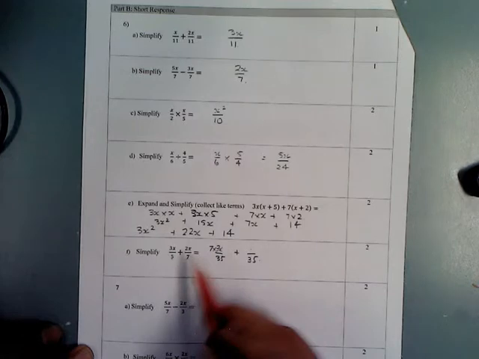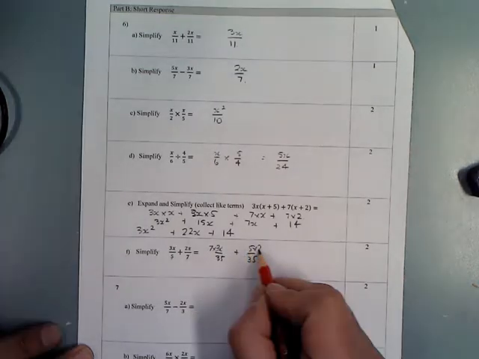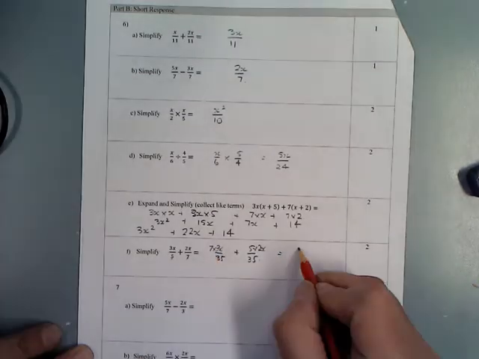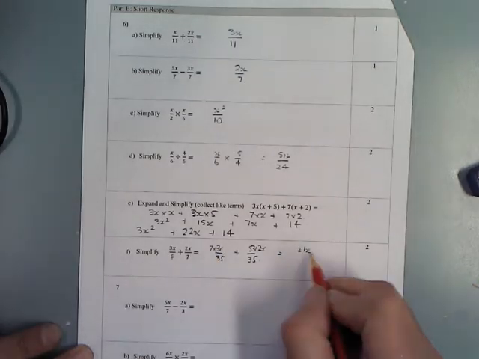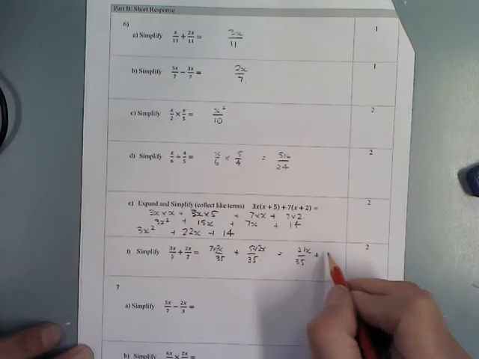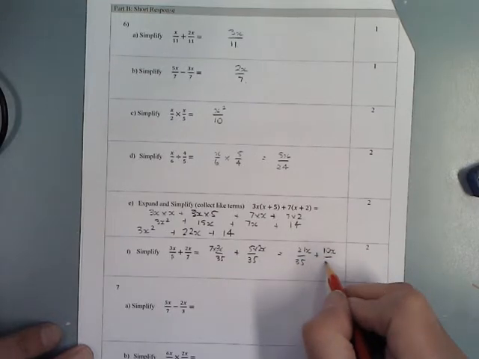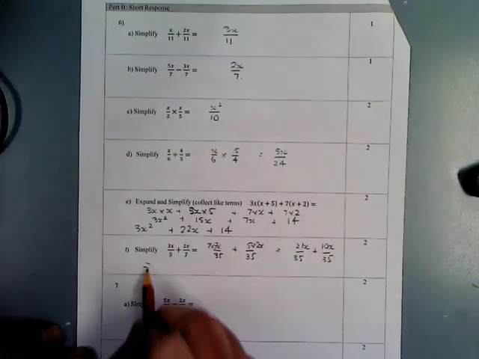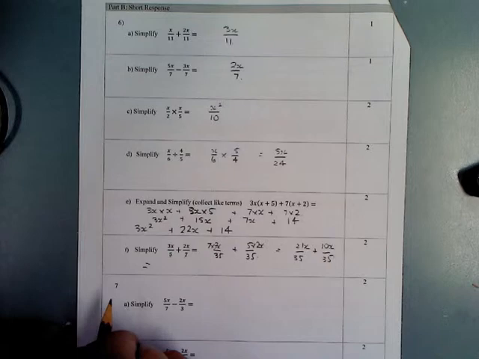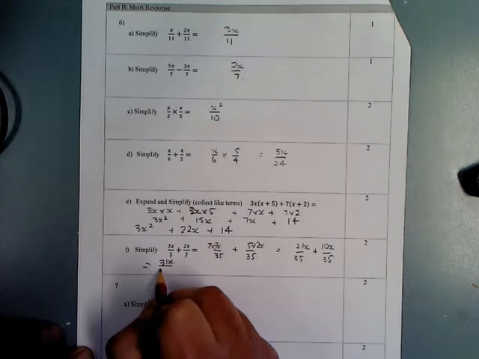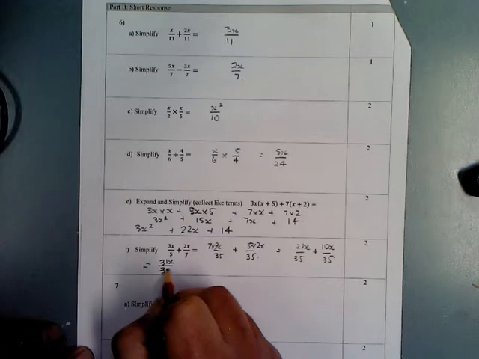So we'll end up with 21x over 35 plus 10x over 35. Because the denominators are now both the same, we end up with 31x divided by 35. We can't simplify that anymore, so we leave that as it is.